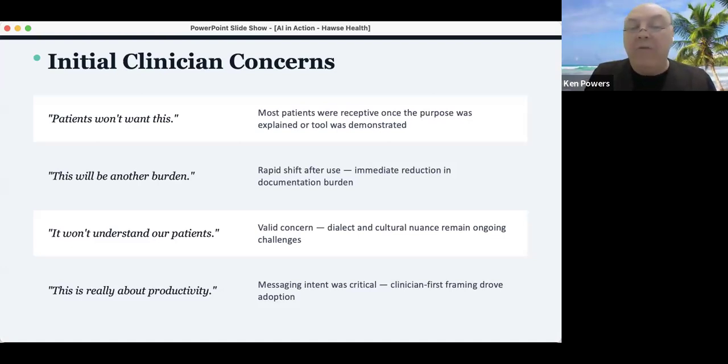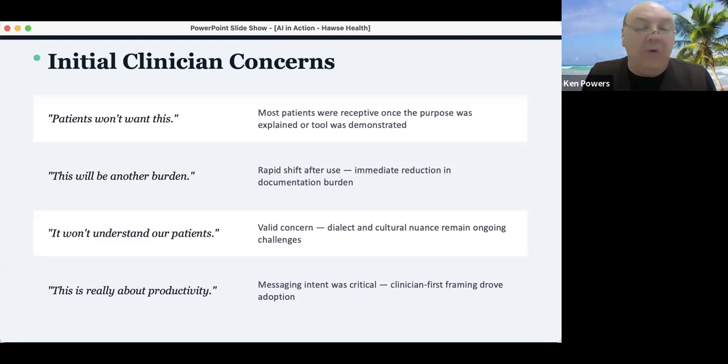But we found a rapid shift after they began to actually use the scribe. Then they immediately saw a reduction in their documentation burden. And they began to utilize it more and more and began to ask additional questions about how to improve access and how to use it more effectively.